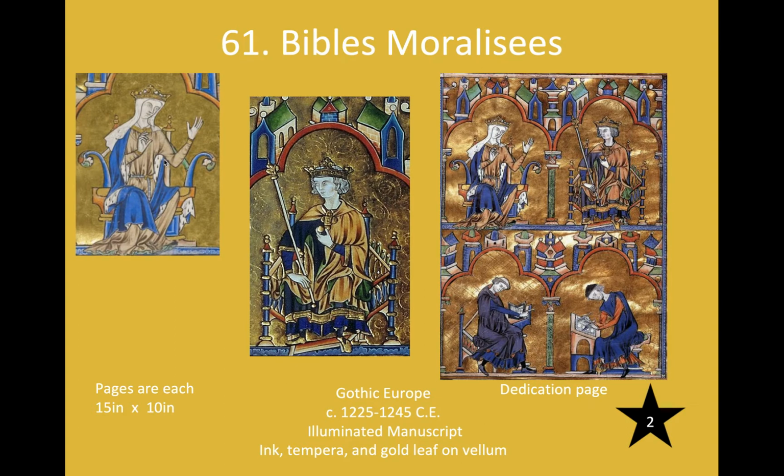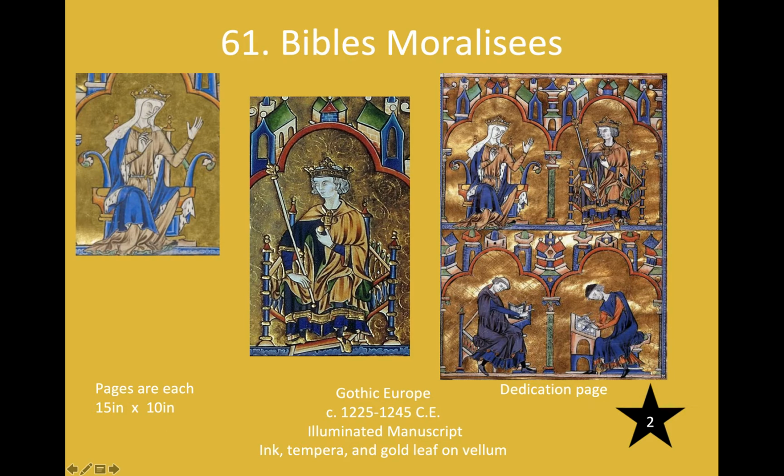And so what you see here is the dedication page. This is your first image, the dedication page. And here you see Queen Blanche and King Louis IX. And you see her gesturing to him, this is for you. You see him with his scepter and orb. Clearly he's king. She looks a little bit like Mary. He looks a little bit like the enthroned Christ.